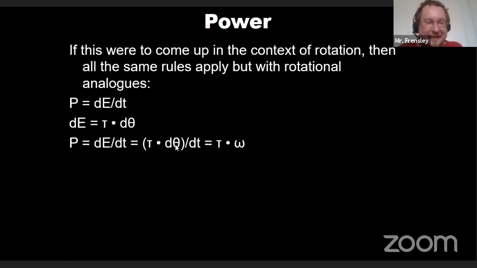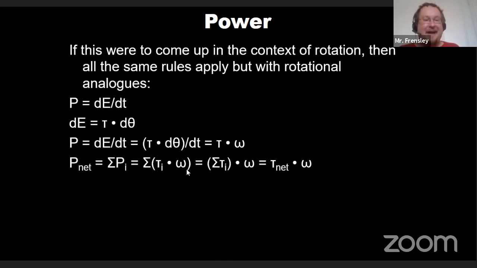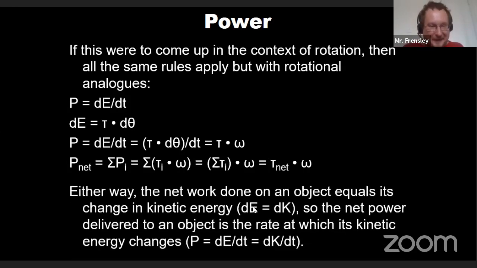Okay, so torque, and then we have d theta over dt instead of dx over dt. That's just omega. Okay, all good. And then same goes. So it's now the net torque times omega. So instead of force dot v, it's now torque dot omega. Okay, all good. Isn't that funny? Okay, so either way, this is important.